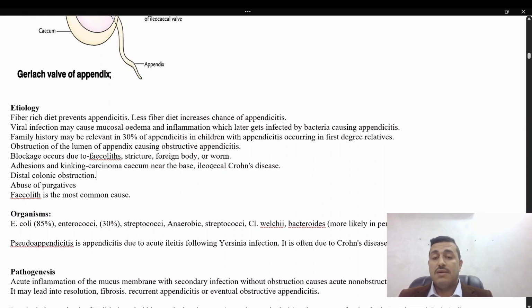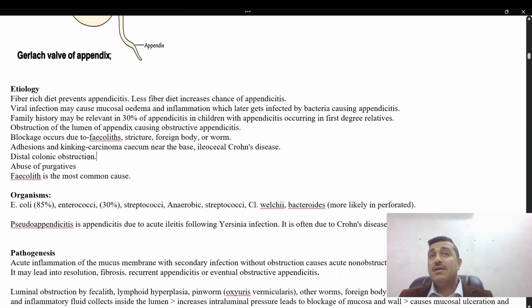Crohn's disease, as it's most likely to be in the ileocecal region. Distal colonic obstruction will cause stasis at the ileocecal region and will cause obstruction. Abuse of purgatives. Fecalith is the most common cause.